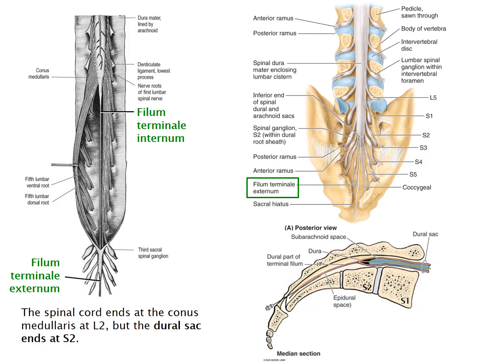Extending from the conus medullaris is the filum terminale internum, which is an extension of the pia mater that tethers the spinal cord to the coccyx. At the end of the dural sac, which terminates at the level of S2, the filum terminale continues as the filum terminale externum, which is wrapped in dura mater. The filum terminale externum then emerges through the sacral hiatus to attach to the coccyx.